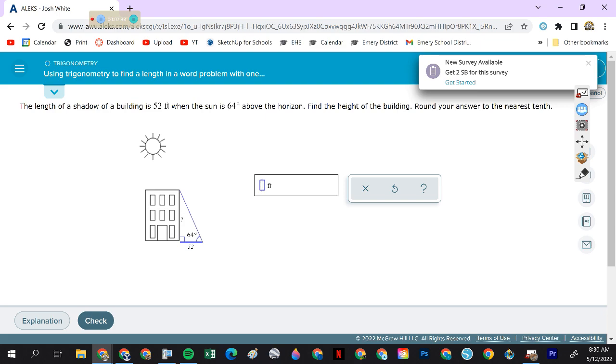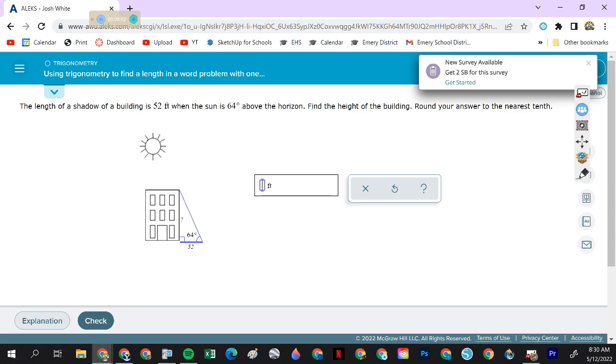Okay. Here we have a building that casts a shadow, and the angle at the base of the shadow is 64 degrees, and we are 52 feet from the building. How tall is the building? Which ratio should we pick here? Sine, cosine, or tangent? This would be a tangent problem.